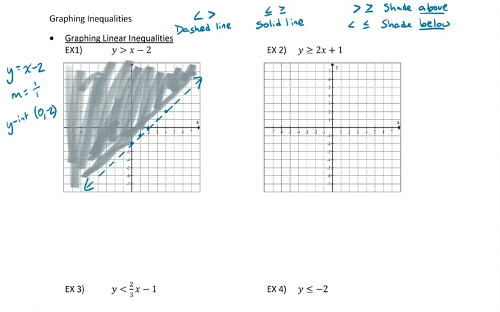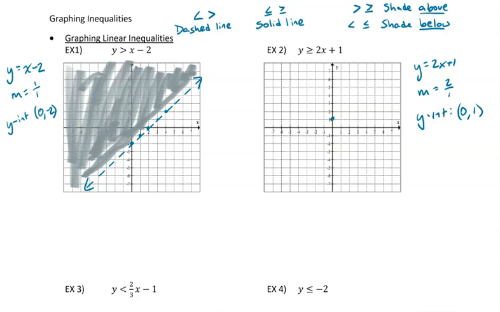All right, let's try it again. Example 2, y is greater than or equal to 2x plus 1. So I'm going to start out by just saying y equals 2x plus 1 and graphing that normally. Keep in mind that this time, since it's greater than or equal to, we get to put a solid line, so it's exactly like graphing normally. Our slope is 2 over 1. Our y-intercept is 0, 1.